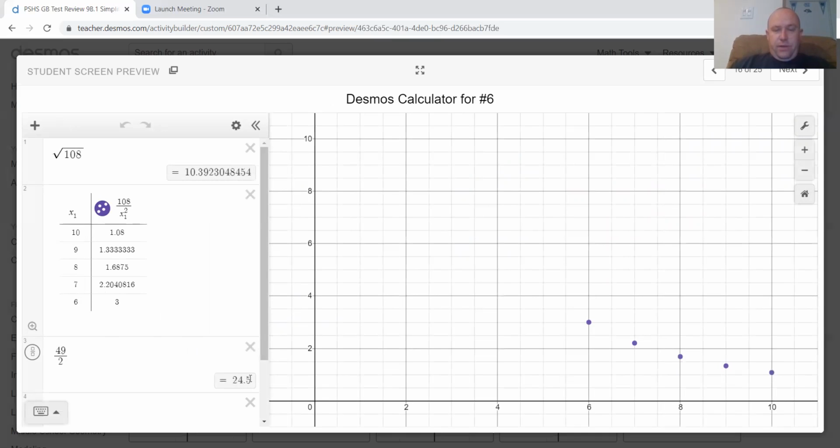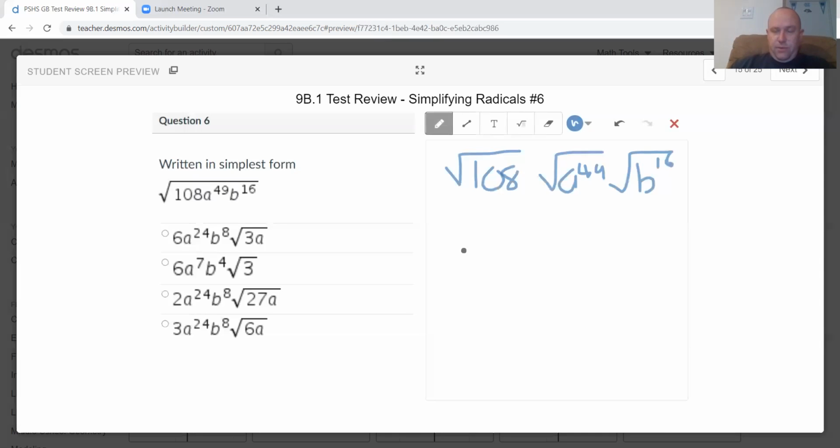I also did 49 divided by 2, which is 24.5. So we're going to need that one in a second. So I got 6 square root of 3, a to the power of 24.5, because we divided by 2. Notice that they picked a number that you can do the square root for. So square root of 49 is 7, but that's not what we're trying to do for this question. When you do the square root of something with an exponent, you just half the exponent. So a half of 16 is 8.